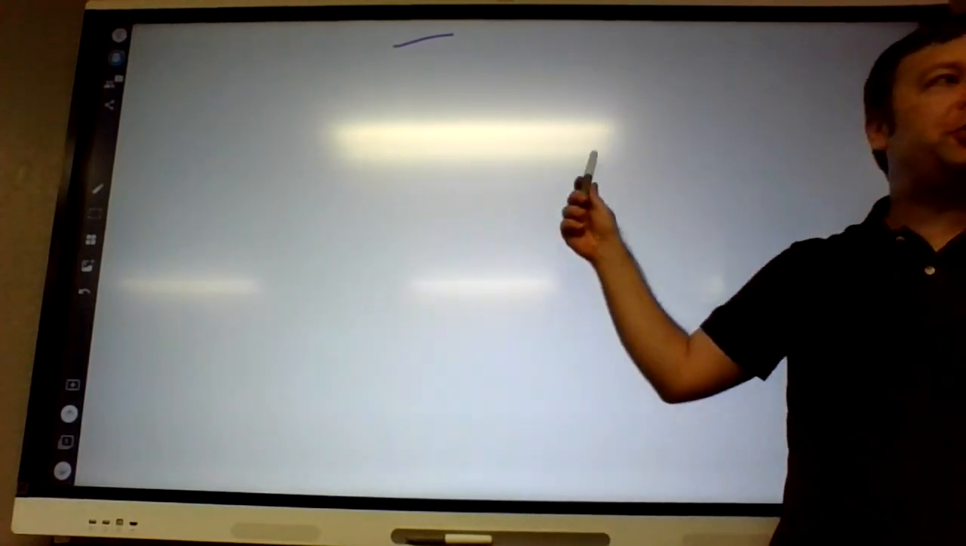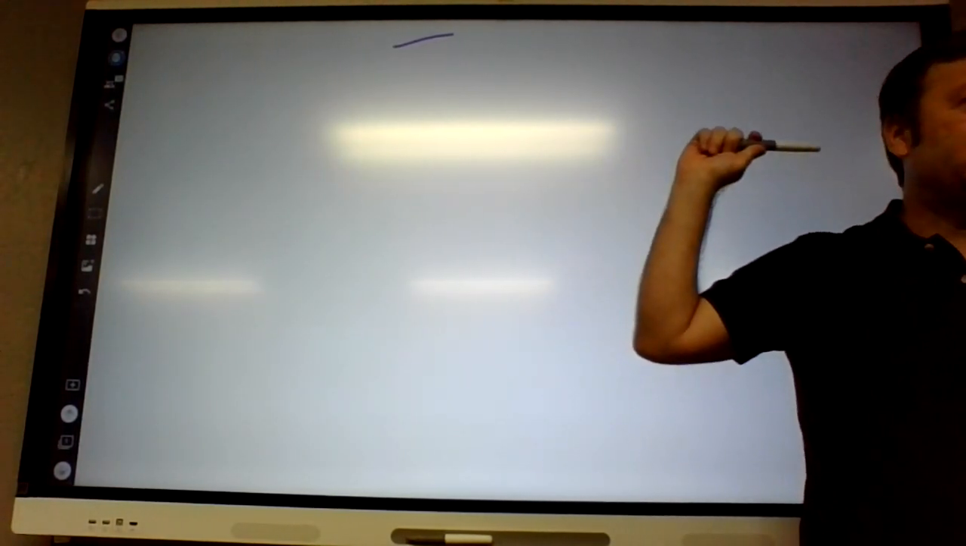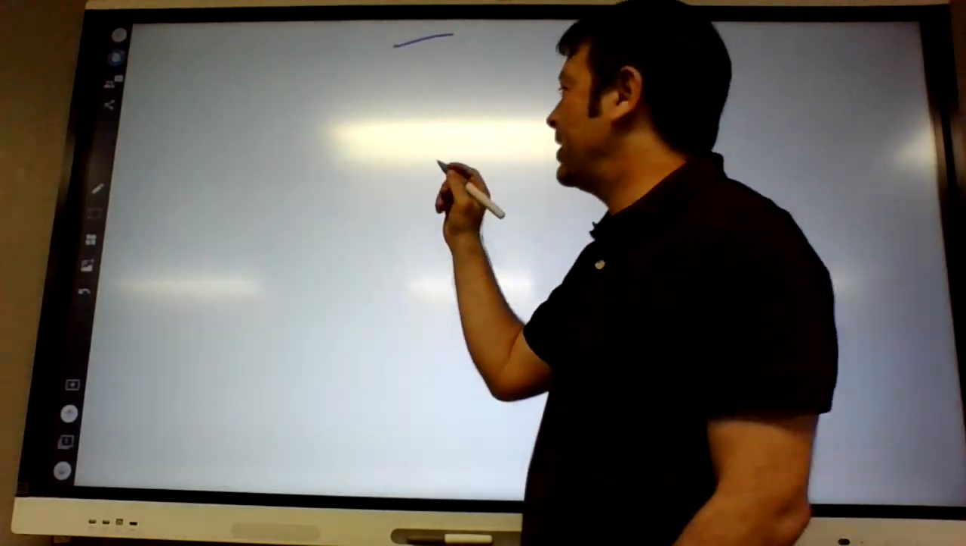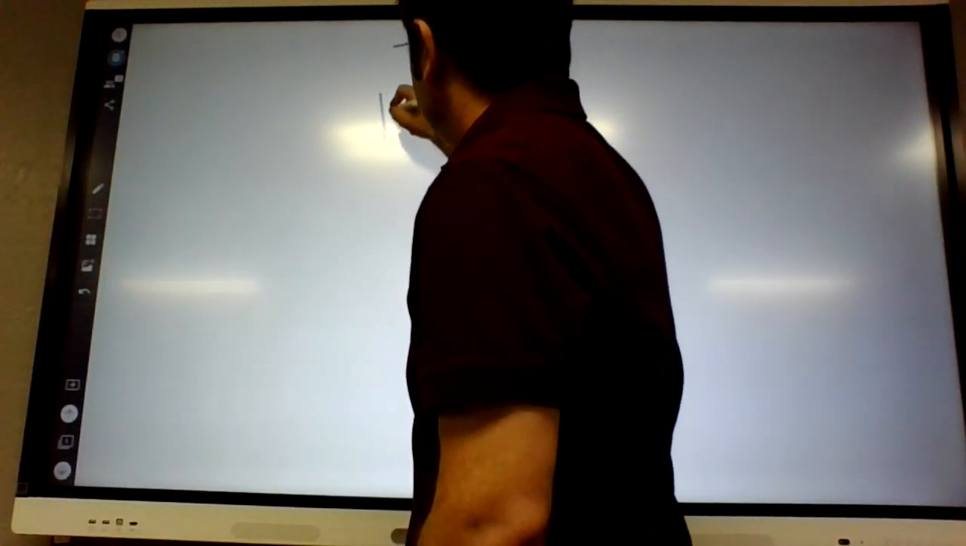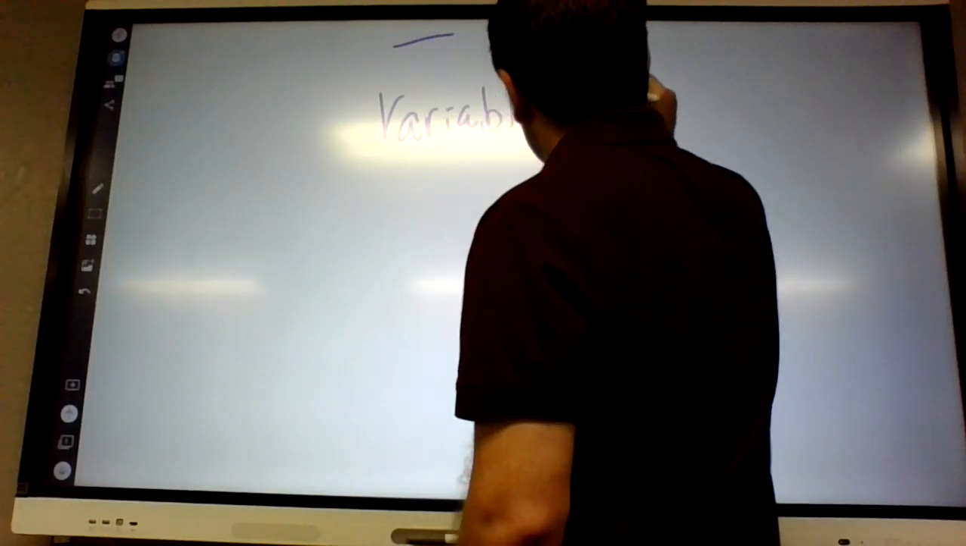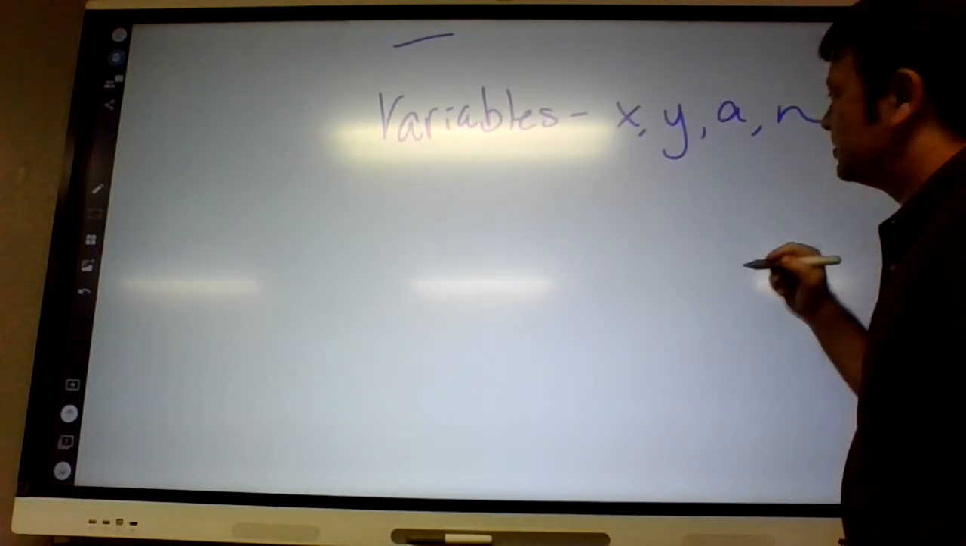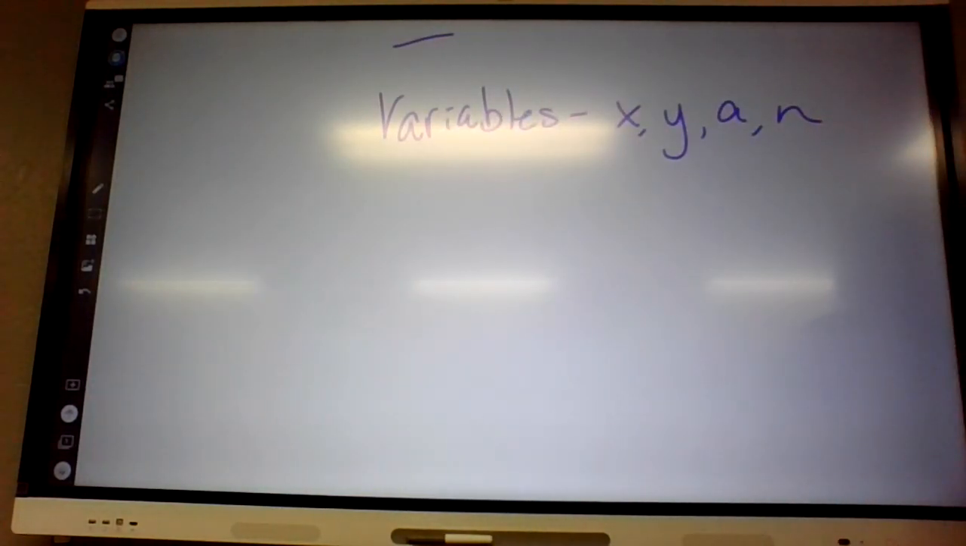What makes algebra algebra? Numbers, letters. Variables. The letters are called variables. Why are they called variables? Because they're never consistent. They vary. The value of the letters varies from problem to problem. It changes on each problem.